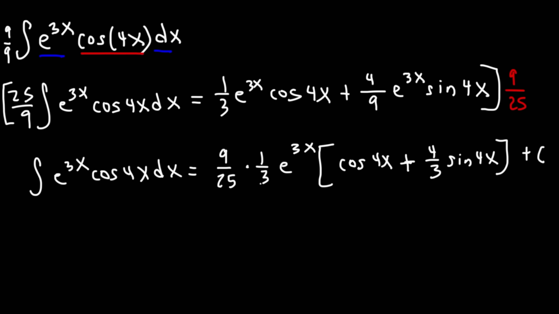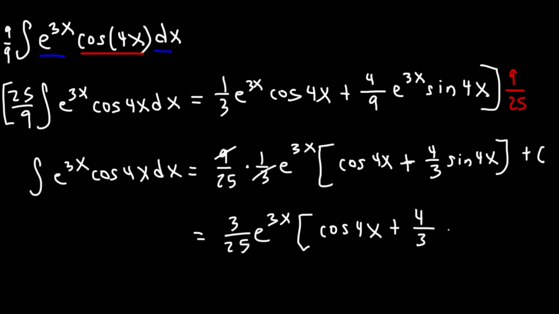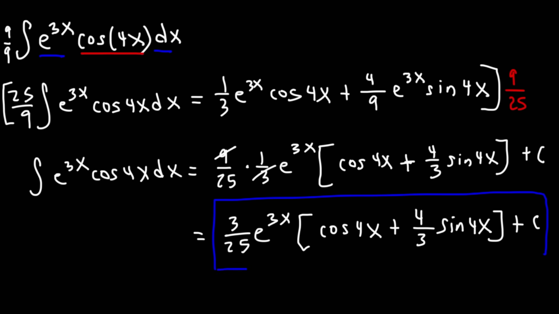The last thing we could do is maybe reduce this. So if we divide both numbers by 3, this becomes 3 over 25 e to the 3x, and then times cosine 4x plus 4 over 3 sine 4x plus c. So that's going to be the answer for this problem. That's the indefinite integral of e to the 3x cosine 4x.